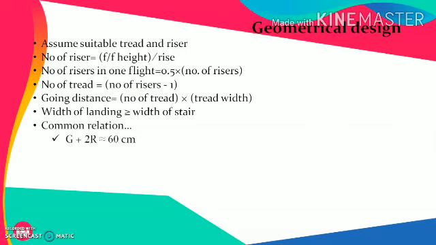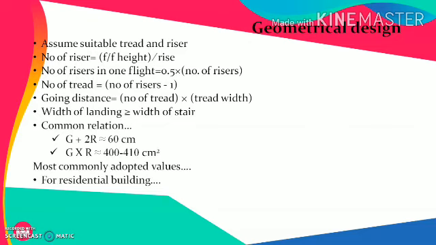Some common relations are G plus 2R should be approximately equal to 60 cm, where G stands for going while R stands for riser. While G multiplied by R is around in a range of 400 to 410 centimeter square, but these are some very general thumb rules, and you can have certain values beyond these, even can be acceptable if other things are within a permissible range.